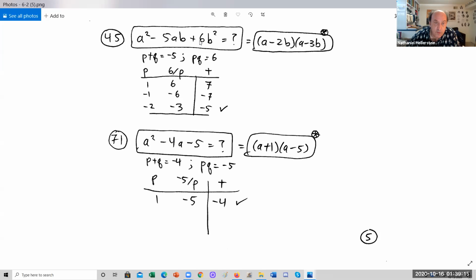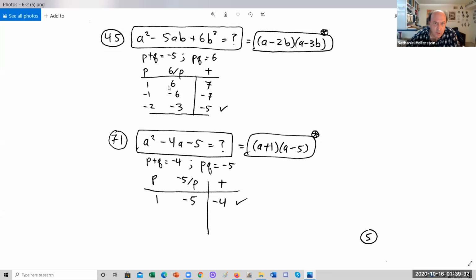A squared minus 5ab plus 6b squared. This is a little different because you have this b here and here. Well, it's almost the same though. Again, we need P and Q. Their sum is -5. Their product is 6. P, 6 over P, sum.